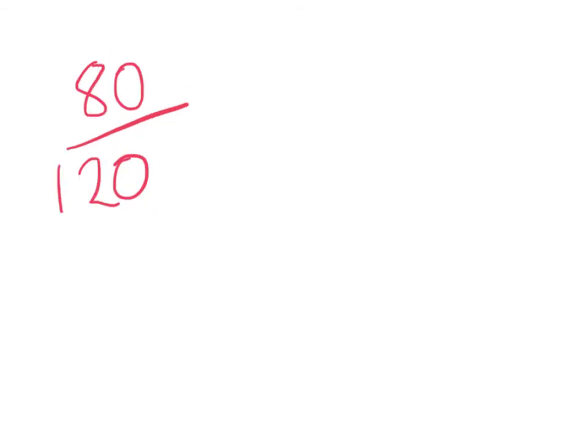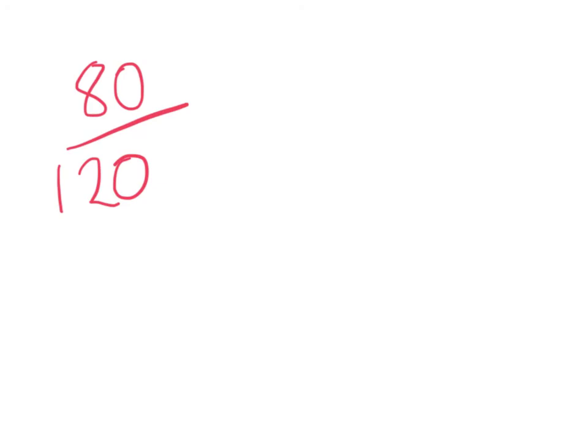Oh, here's a good one. 80 over 120. This will involve some double simplification. See if you can break it down. Find the biggest number that goes into it and divide it, and divide it again until you can't divide it down anymore. You've got to remember you've got to divide the top and the bottom. Have a go. You might want to pause it.